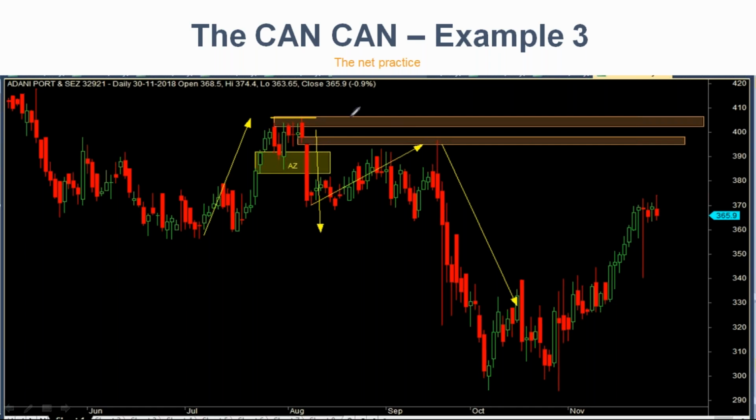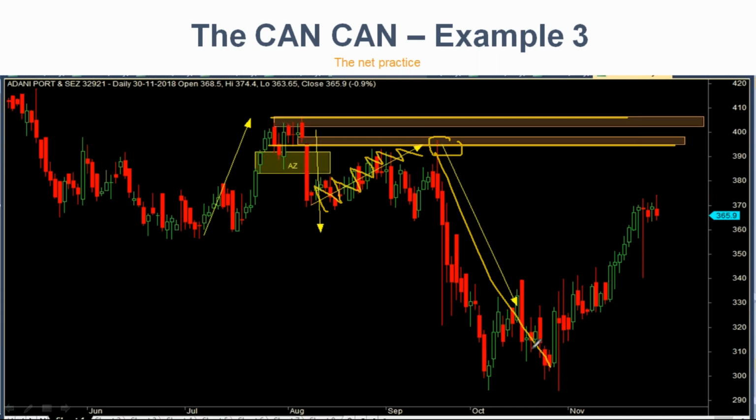So technically this is the zone. Okay, this is the zone. It gave a kiss trade. How? There is a compression. When the price comes back, it was doing a lot of compression and price dropped. Now where is the zone?